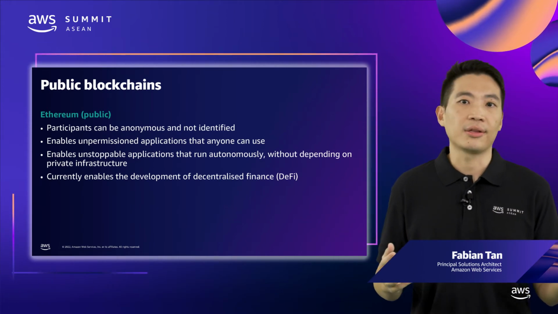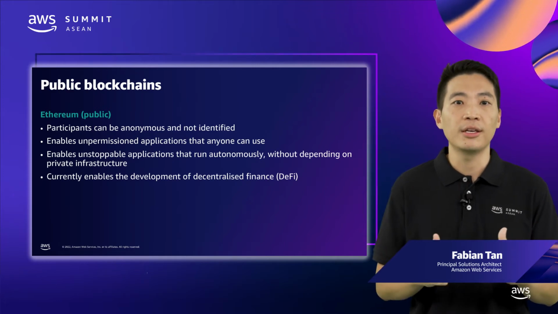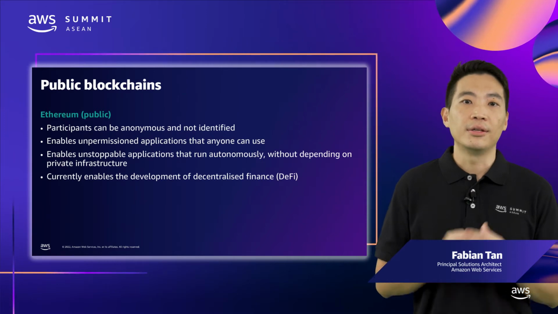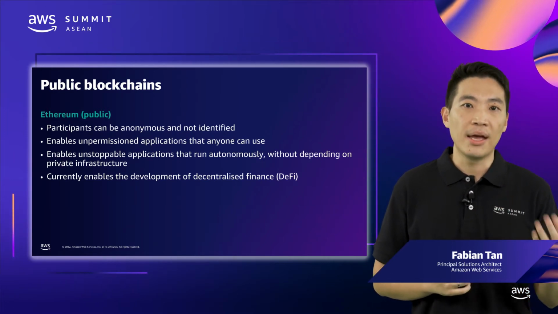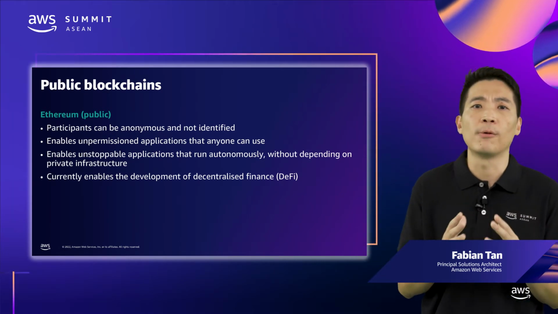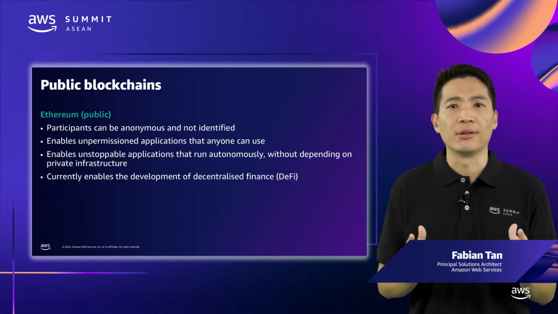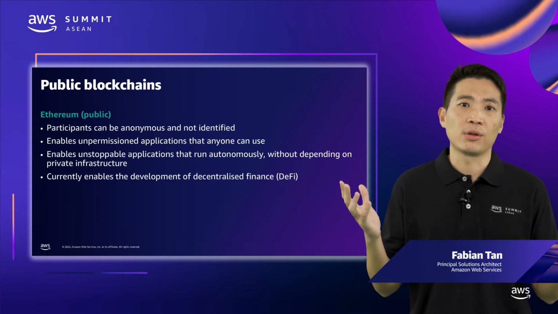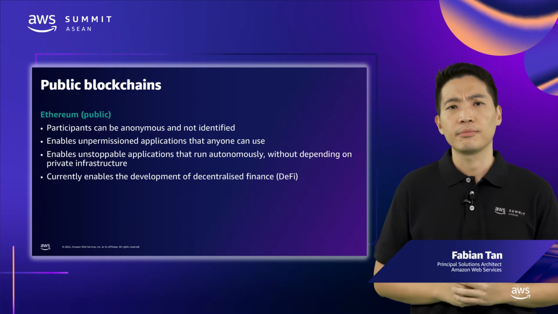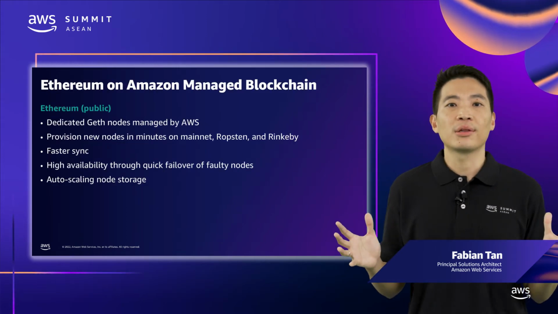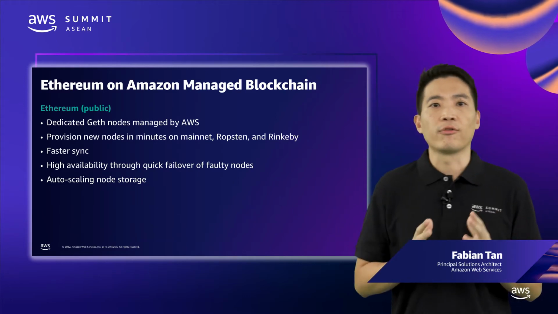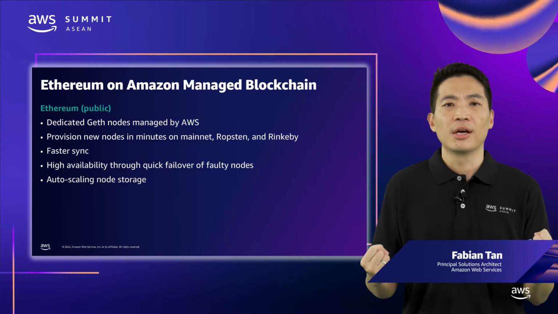These decentralized applications can run autonomously without depending on any private infrastructure. And these public blockchains, among many other use cases, are currently enabling the development of what we call decentralized finance, or DeFi, which is a really exciting space that's growing rapidly. So at AWS, in our Amazon Managed Blockchain service, we offer some options for both private and public networks.